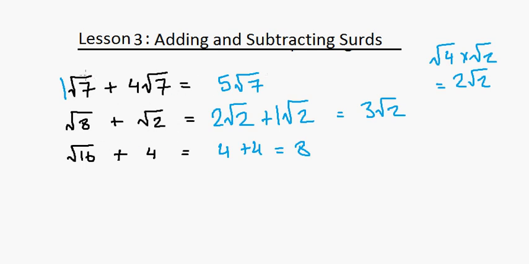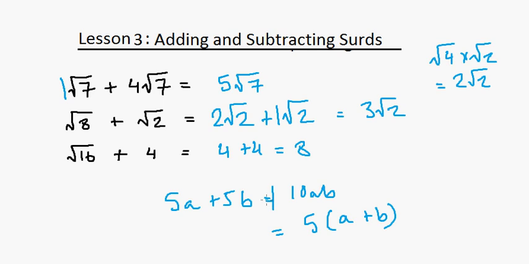So this is the basic idea. You have an amount of something, and you add them. It's similar to 5a plus 5b. A and b are two different numbers. You cannot make it 10ab because that is a different answer. You just cannot add these two. You can factorize them, so you can have 5 times a plus b. So that's the same as that, but this does not equal this, and that's a very dangerous mistake to make.